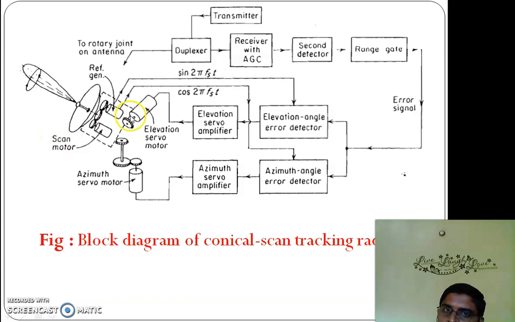Next, these are the reference signals. These two have a 90 degree phase difference. So for the elevation angle, this is sine 2 pi fst. Similarly, for the azimuthal angle, this is cos 2 pi fst. These two are reference signals that are applied to the phase detector as one input. The other input for the phase detector is the error signal.